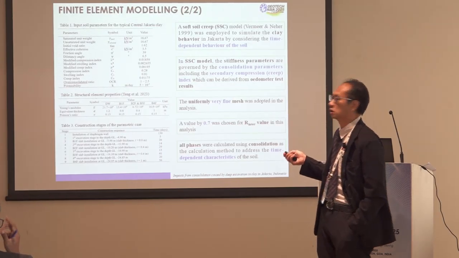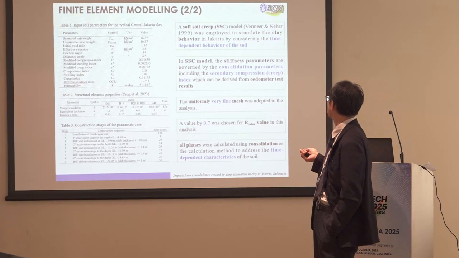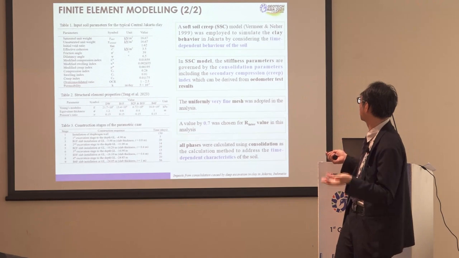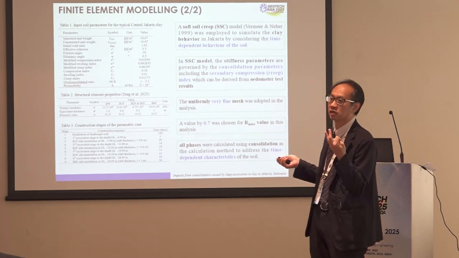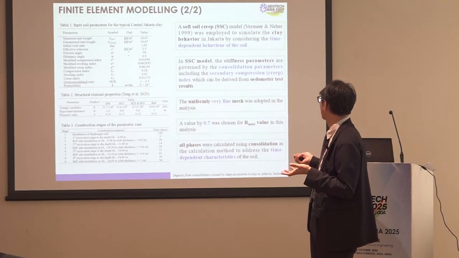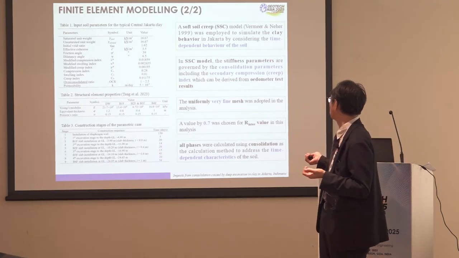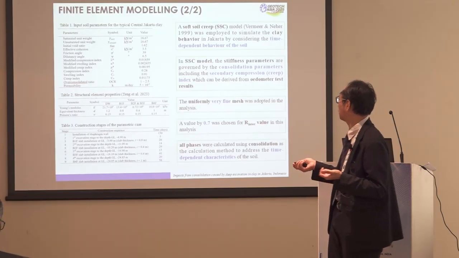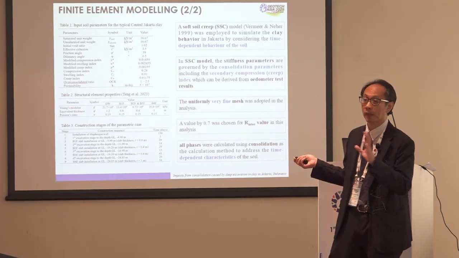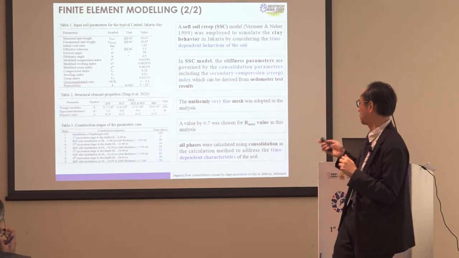SSC, here lists all the parameters which you have to use. And just like I mentioned, the consolidation parameters we include are the compression index, the swelling index, and also the creep index. We use a uniform, very fine mesh in our analysis, and a value of 0.7 for the R-inter. This is the construction phase which we assume in our analysis, and those are the structural parameters used for the retaining wall and also for the RC slab in our model.